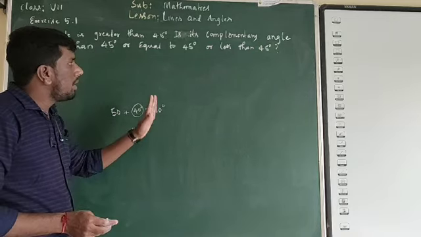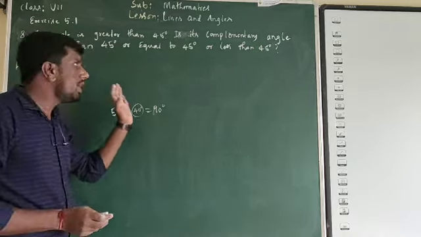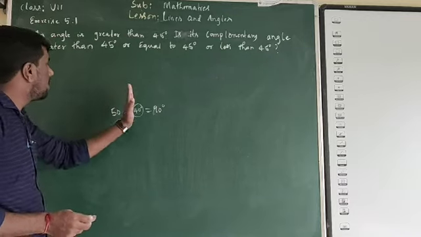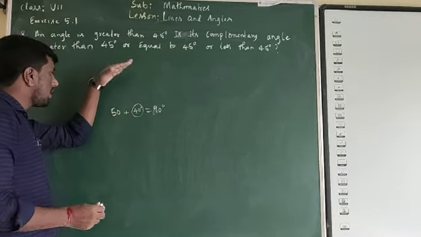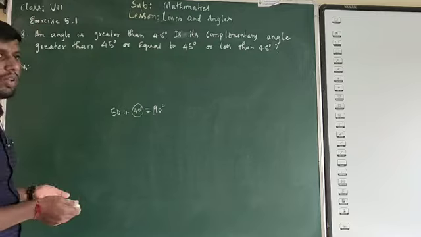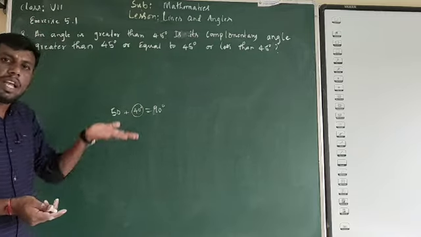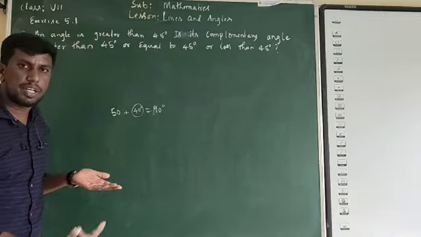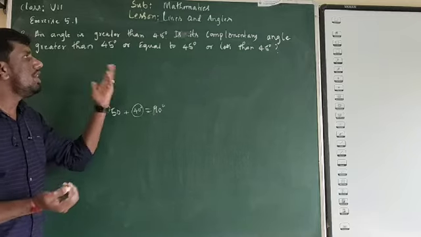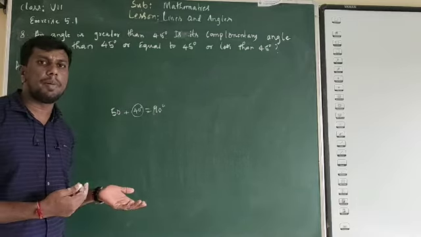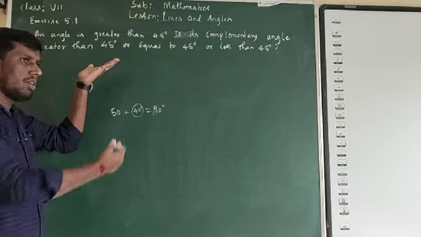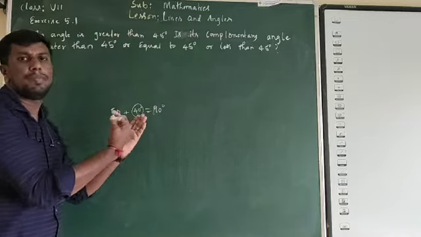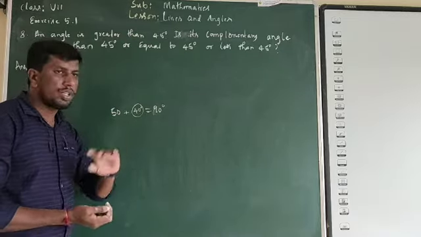So its complement must be less than 45 degree. If this is greater, this must be lesser. If this is increasing, this must be decreasing, like we have learned in the previous question, right? If one angle is increasing, the other angle must decrease in terms of supplementary. Here it is in terms of complementary. If one is increasing, then the other must be decreasing. Then only those two will be balanced, and the sum must be equal to 90 degree.